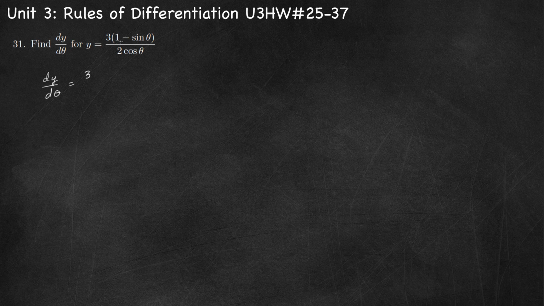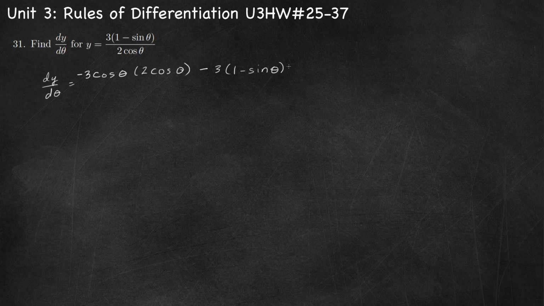The derivative of 1 is 0. The derivative of minus sine theta is minus cosine theta. So 3 times negative cosine theta gives us negative 3 cosine theta. That's the derivative of the top. That's going to get multiplied by the bottom. So we're going to multiply by 2 cosine theta minus the top, 3 times 1 minus sine theta, times the derivative of the bottom.